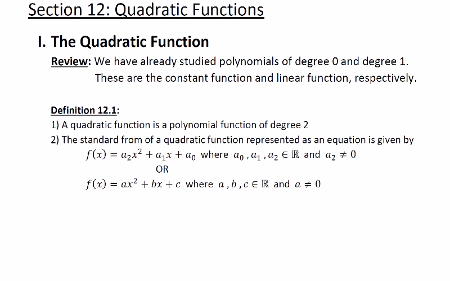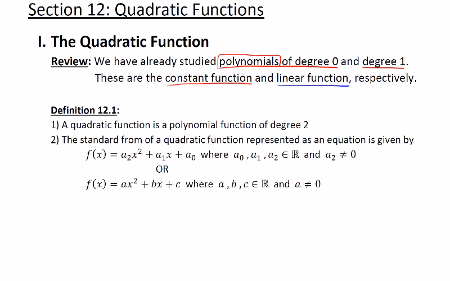We have already studied the polynomial of degree 0 and also of degree 1. In section 13, we will officially define the word polynomial. So at this point, I just want to point out where the degree 0 and the degree 1 come from. It says here that these are the constant function and the linear function, respectively.